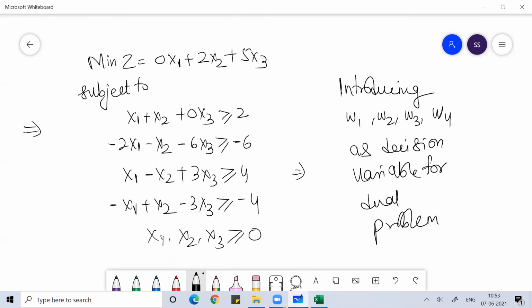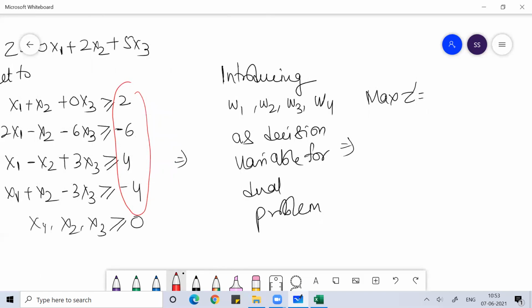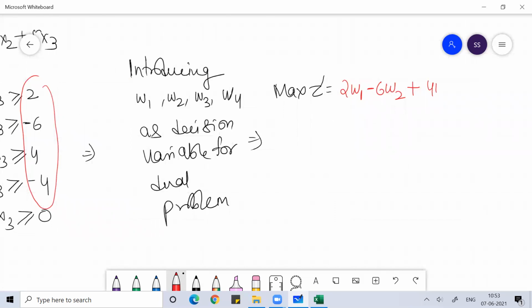Anyone, any doubt? So here you'll write maxima of Z dash. See the RHS of the constraint of the primal will become the cost coefficient of the objective function of the dual. So maxima of this is equal to 2W1 minus 6W2 plus 4W3 minus 4W4.